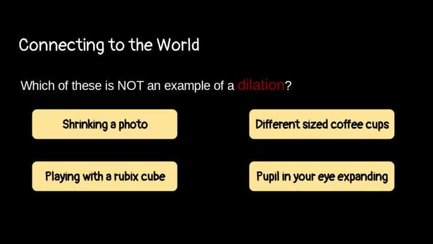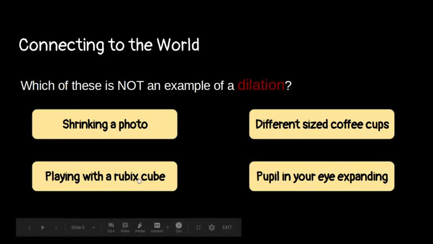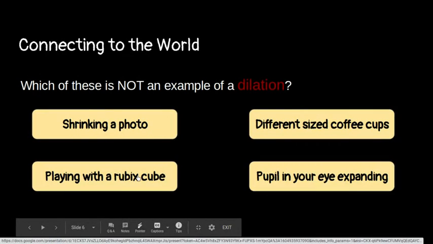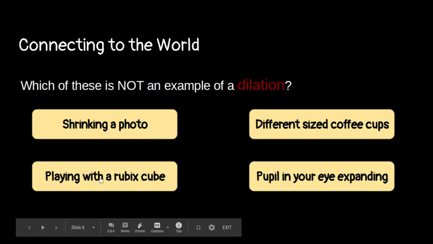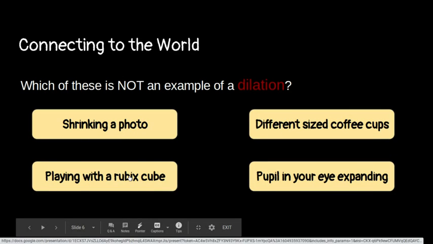Is playing with a Rubik's Cube a dilation? No, that is not a dilation, because that would be rotating, because you're rotating the Rubik's Cube in order to solve it. And just to double check, pupil in your eye expanding. Remember we discussed that if someone has a concussion, that means that the pupil in your eye would expand, which means it's growing in its size. So that is a dilation. So our answer must be playing with the Rubik's Cube.